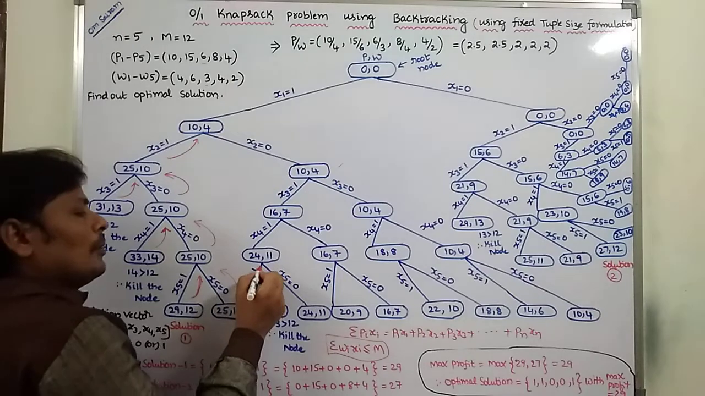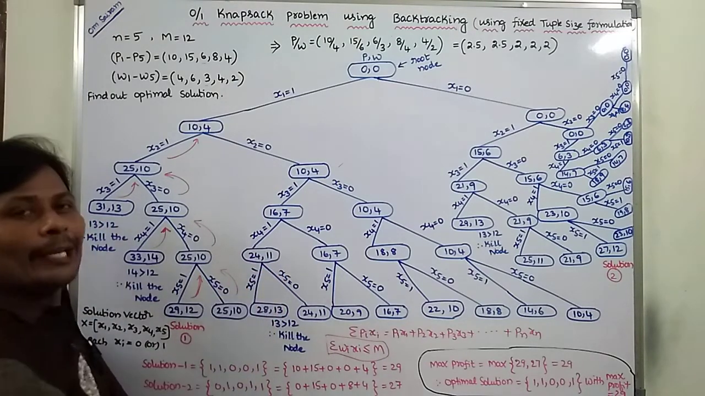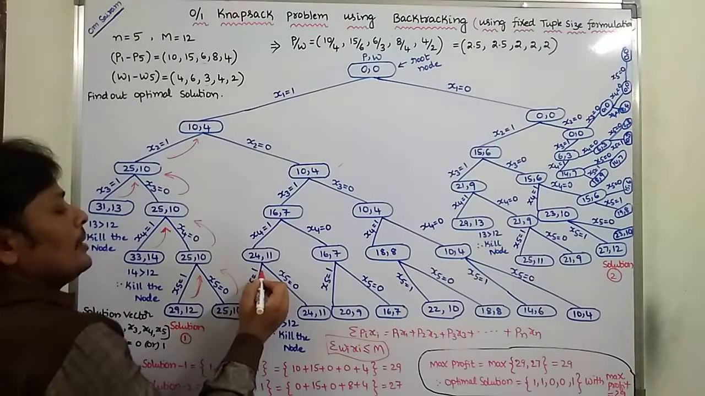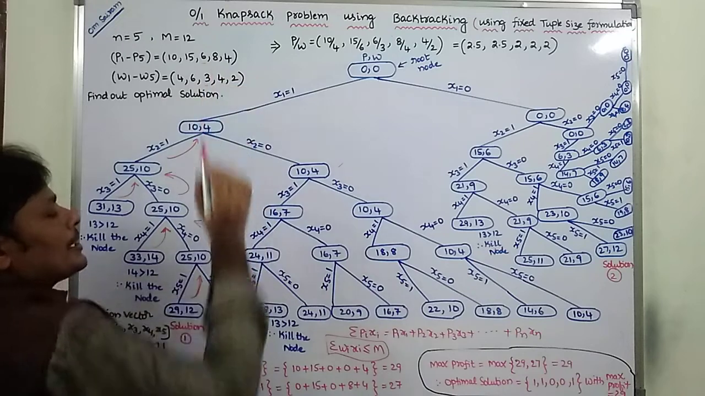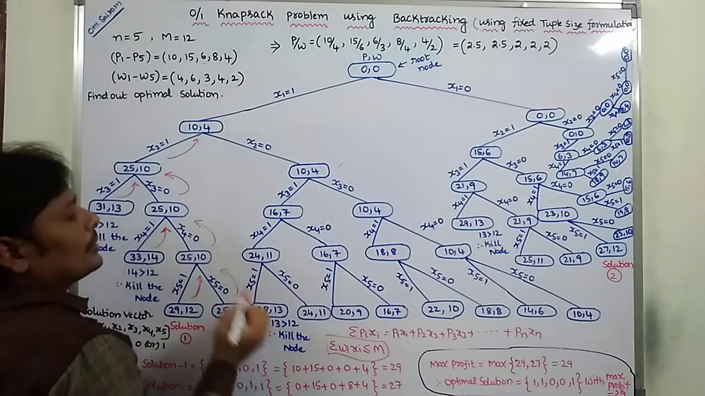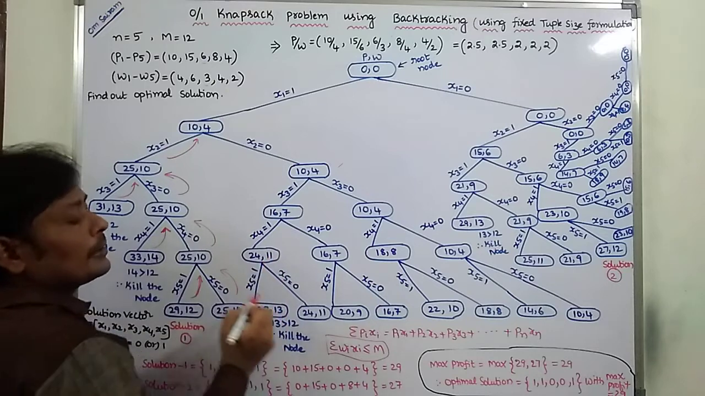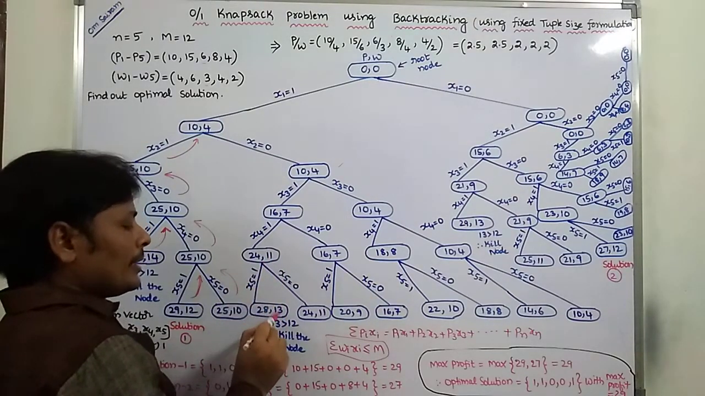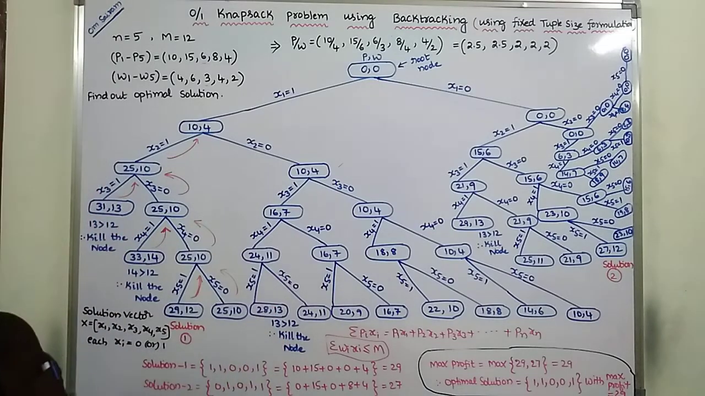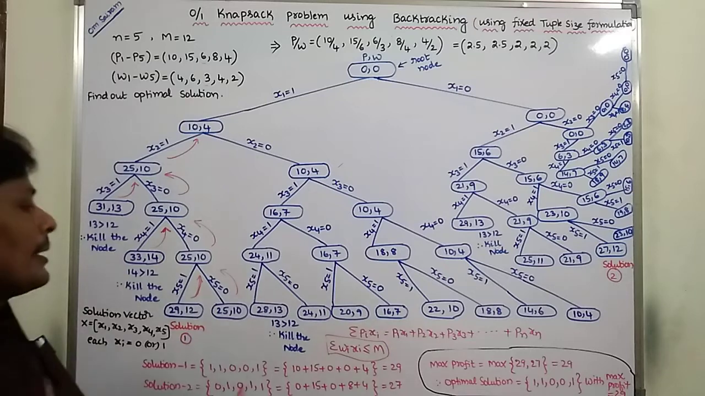Now by considering the fifth object, x suffix 5 is equal to 1, so the fifth object is considered. Fifth object profit is 4, 24 plus 4, that is 28. Fifth object weight is 2, 11 plus 2, that is 13. After considering the fifth object, the sum of the weights of the objects that we have considered is 13.